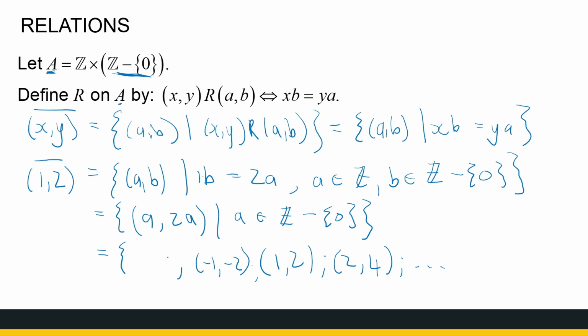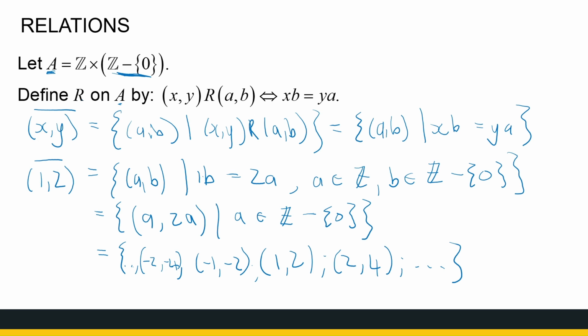A can be minus 2, then b is minus 4 in that direction. So I've got the dot, dot, dot in both directions because this set just keeps growing. But this is what it looks like. So there's an infinite number of elements of this set. So this is the equivalence class of (1, 2).